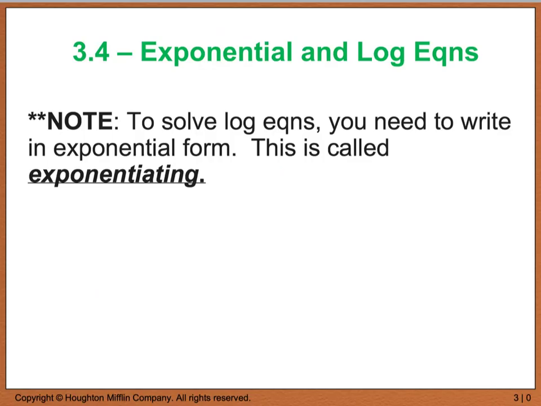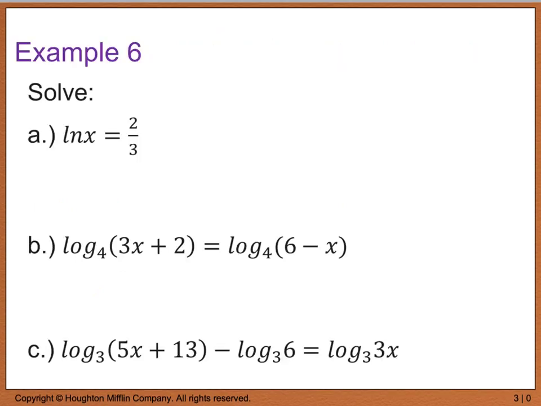Now we've already done this a little bit, but just as a reminder, in order for us to solve log equations, we need to rewrite them in exponential form. And this is what we call exponentiating. So for example 6, we have the natural log of x equals 2/3. Well, remember, in order to cancel out a natural log, we have to exponentiate it or rewrite it as e to the natural log of x, which equals e to the 2/3.